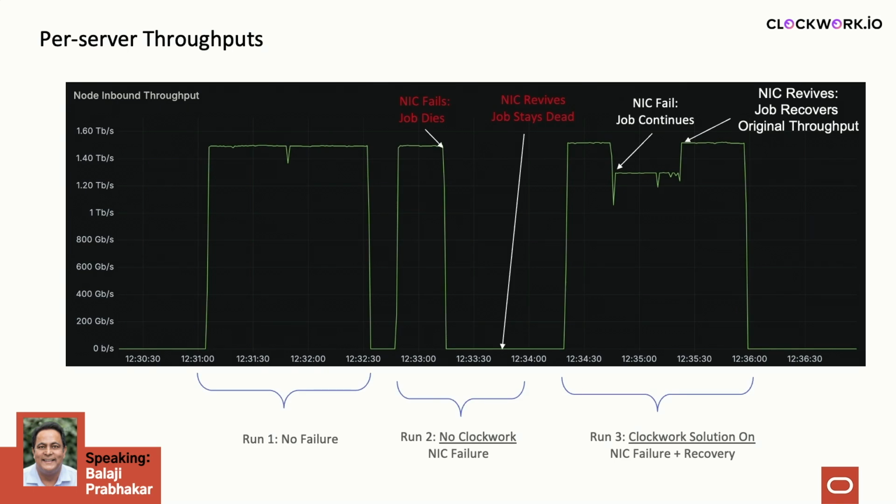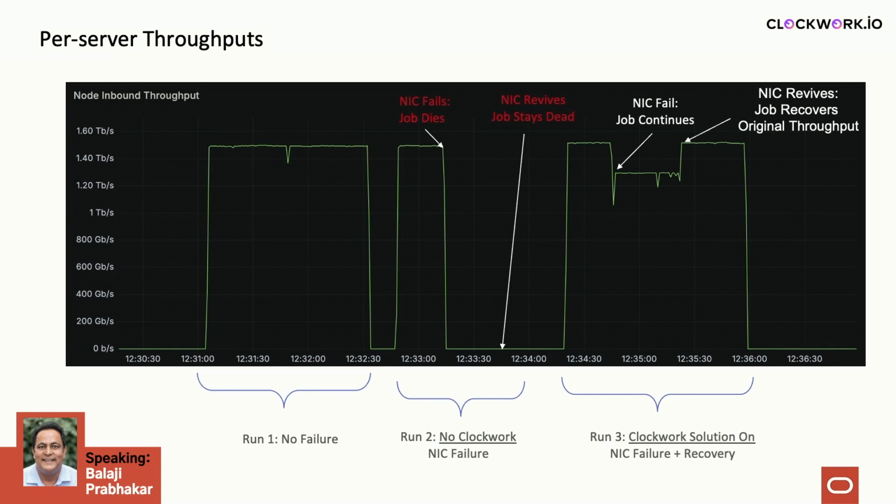The second one is where we don't have our solution, but the NIC fails. At the point where the NIC fails, indicated on the graph, the job also dies. And when the NIC is revived, the job stays dead. The job isn't reviving. This is pretty canonical. This happens in the course of operation of these networks where the edge link fails.